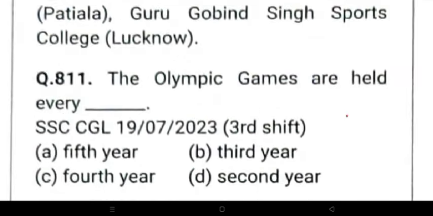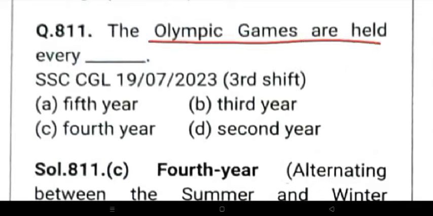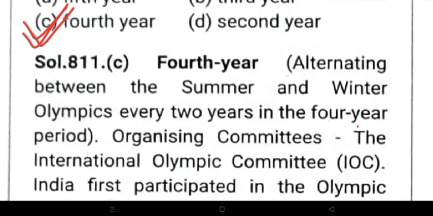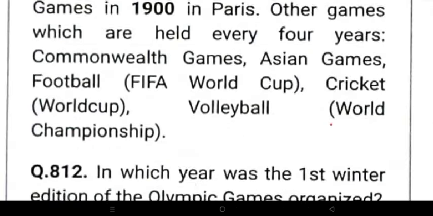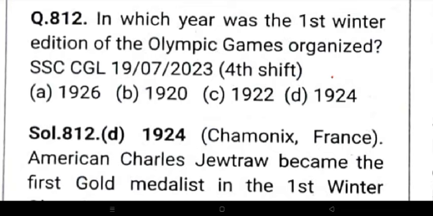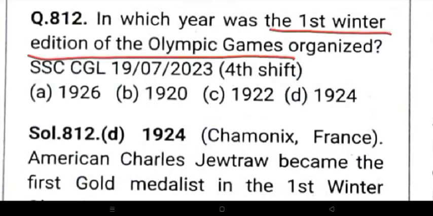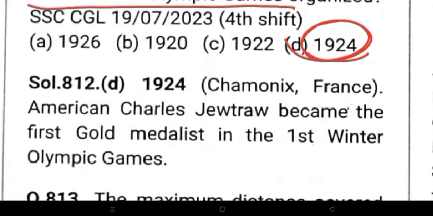Next, the Olympic Games are held every fourth year. Summer and Winter Olympics alternate every 2 years within the 4-year period. Next, in which year was the first winter edition of the Olympic Games organized? 1924.